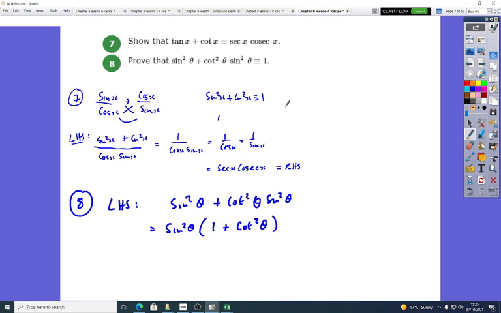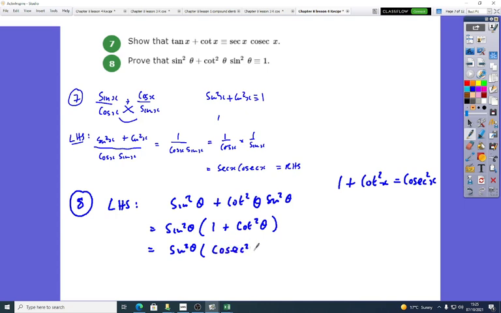Now we know from this first question that sine squared x plus cos squared x is 1. But if I divide everything by sine squared, I'll get 1 plus cot squared x, and 1 over sine squared is cosec squared x. So you know that 1 plus cot squared is the same as cosec squared, so I can put sine squared theta and put cosec there.